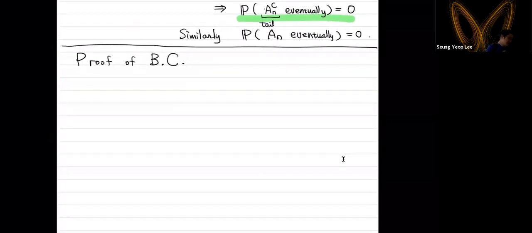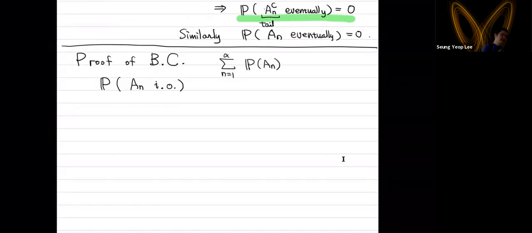Okay, so let's start. The probability of A_n infinitely often. What's the assumption for the first Borel-Cantelli lemma? The assumption was that the sum of the probabilities of A_n, from n equals 1 to infinity, is finite. Using that assumption, we will prove that the probability of A_n infinitely often is 0. That's the goal.